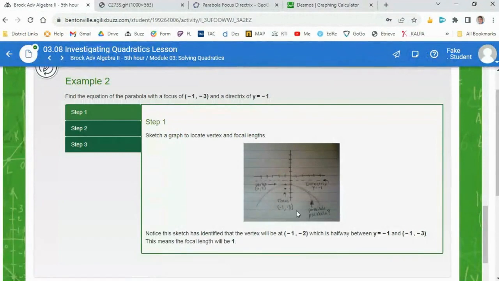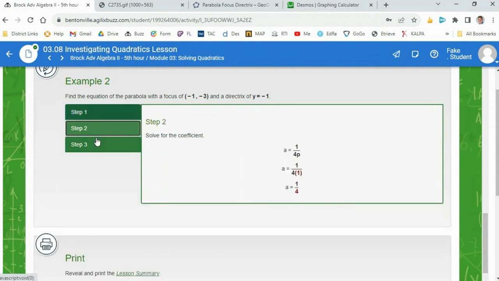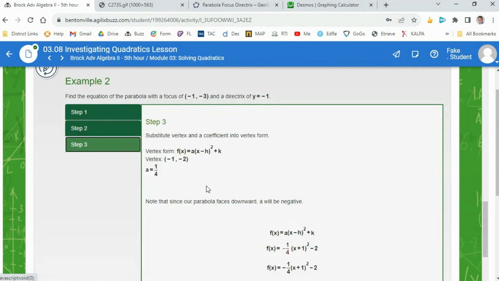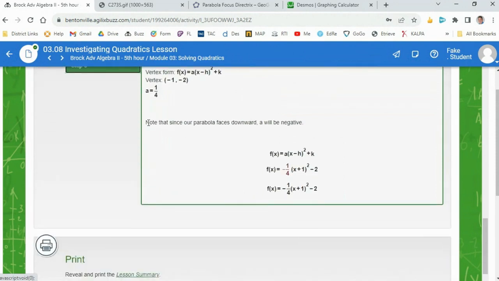All right. And say, they drew theirs upside down too, see? Because the directrix, this is the same problem we just did right here. See, they got 1/4 as their A. And then note, since our parabola faces downward, A will be negative. See, that's why just looking at it, we said, oh, we have to make A negative. So they got the same equation, negative 1/4 (x plus 1) squared minus 2.